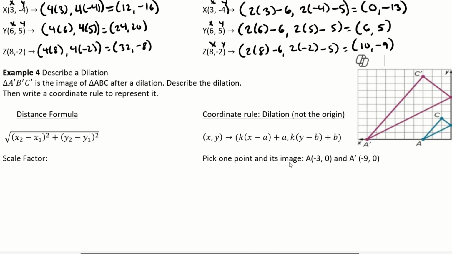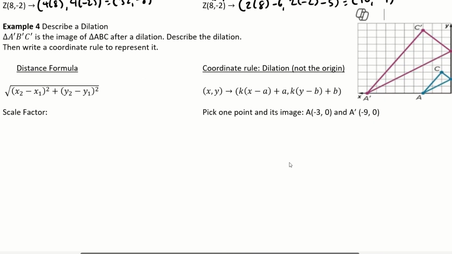So example 4. Now we want to describe a dilation. This time they gave us the two triangles, the pre-image and the image. They didn't give us the coordinates, but they give us a graph, from which we can find the coordinates.